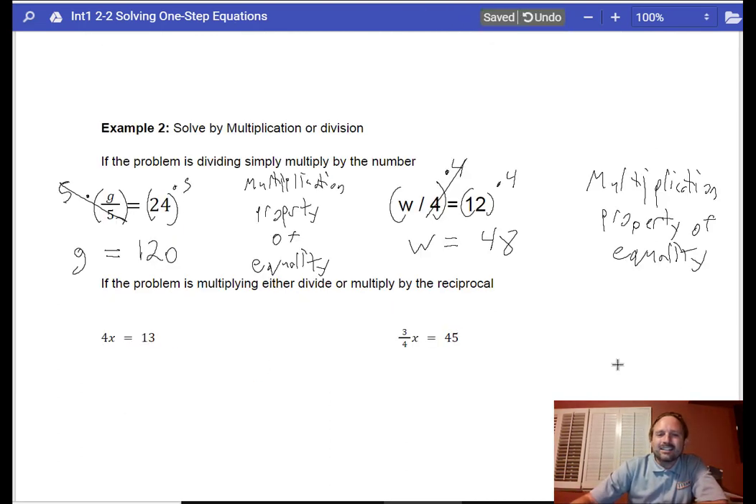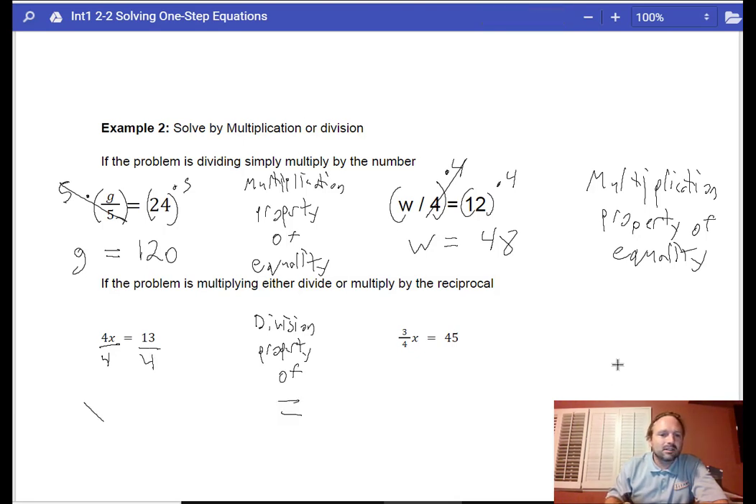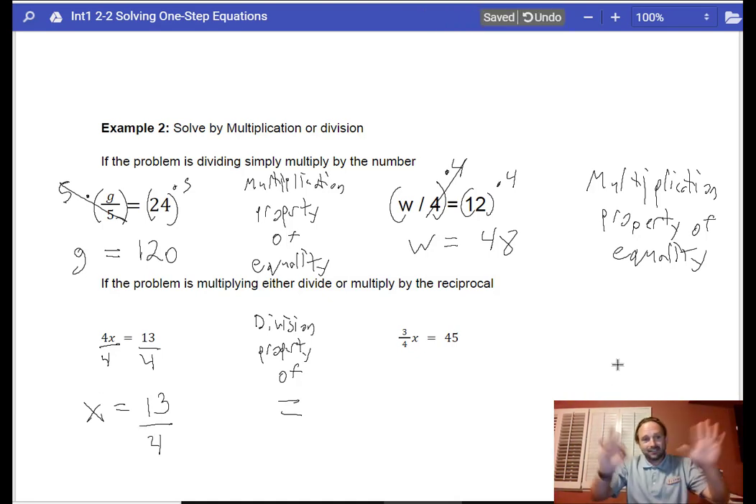All right. Now if the problem is multiplying, either divide or multiply by the reciprocal. So the opposite of times 4, 4x equals 13, is to divide by 4. And so this would definitely be the division property of equality. So dividing by 4, I get x is equal to 13 over 4. Done. Leave it like that. Don't do anything else. Let's go on to the next one though.